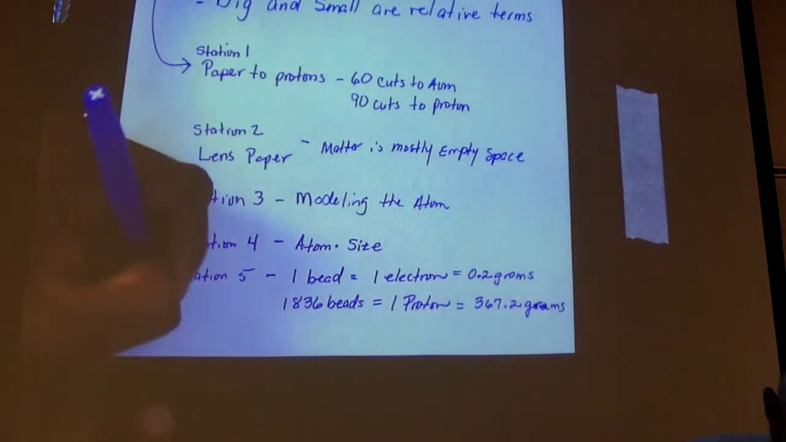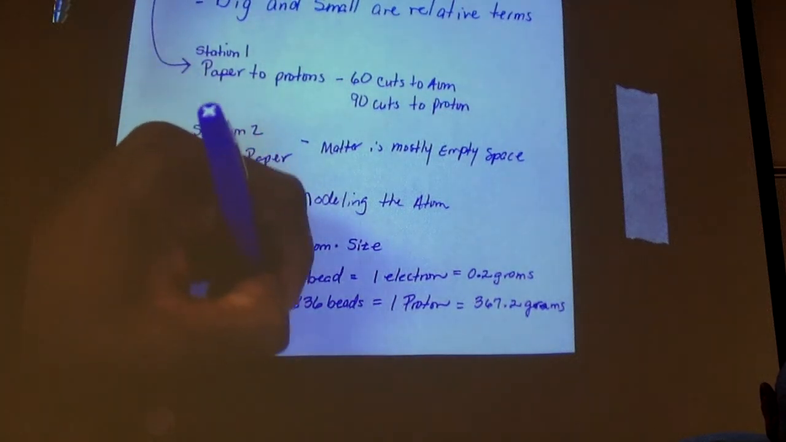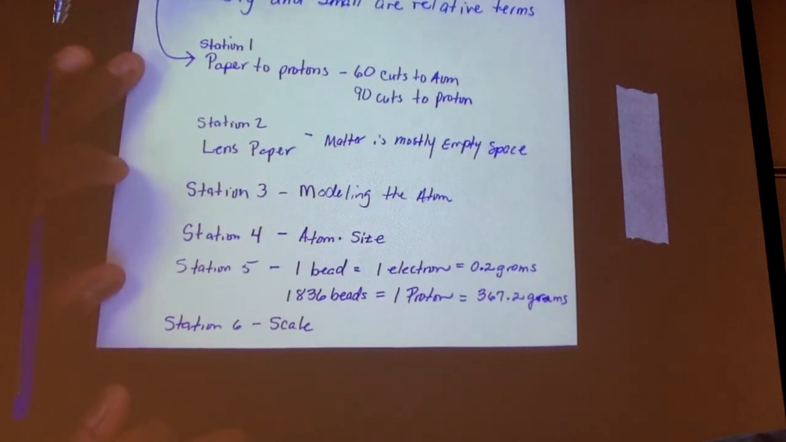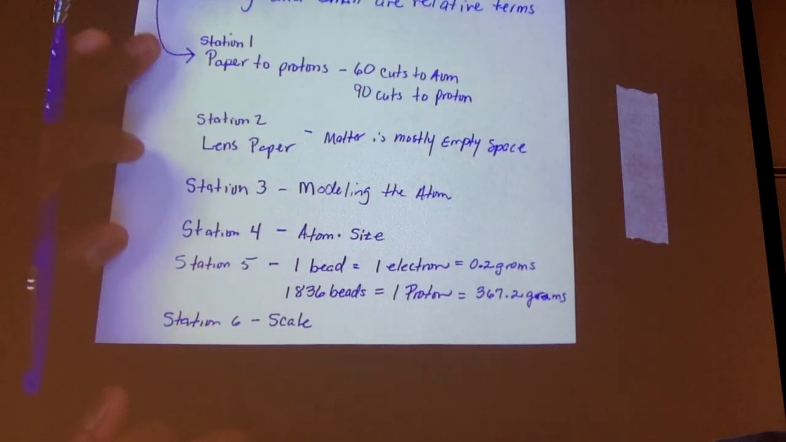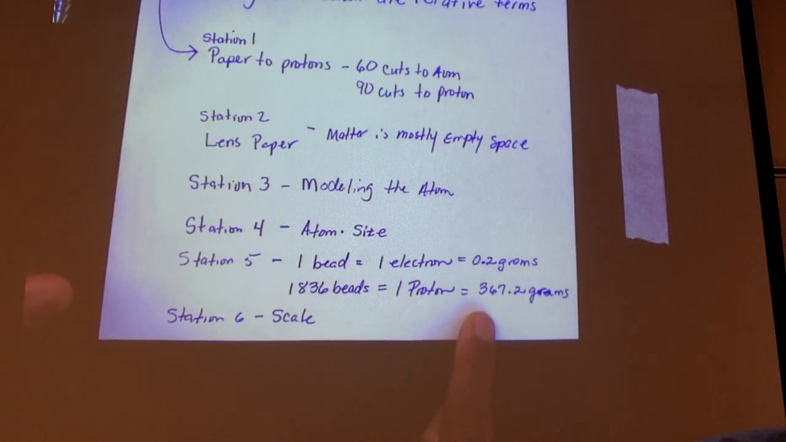And then finally, station 6. Station 6 dealt with scale. So you were able to look at measurements as small as a Planck length to things as large as the entire universe. And you could make comparisons between things that are large and things that are small, and get a better understanding for where we are in this whole mix. So I think that's it.